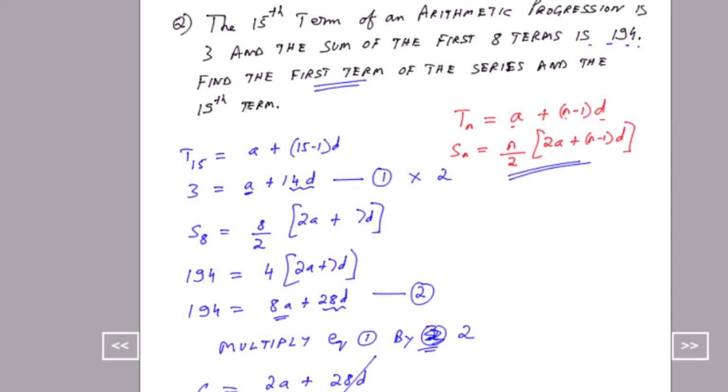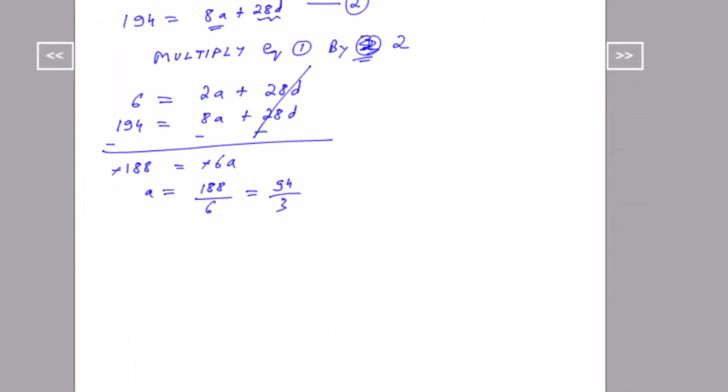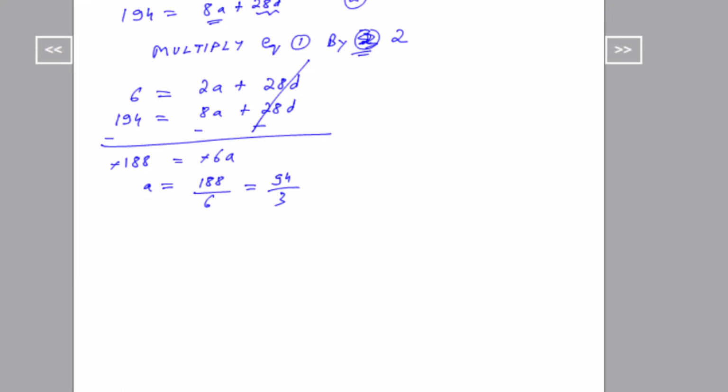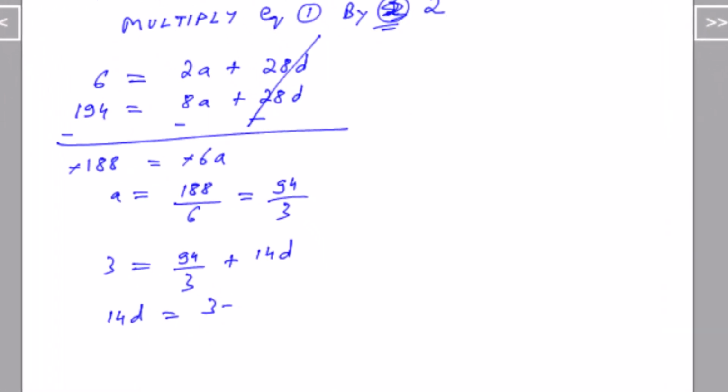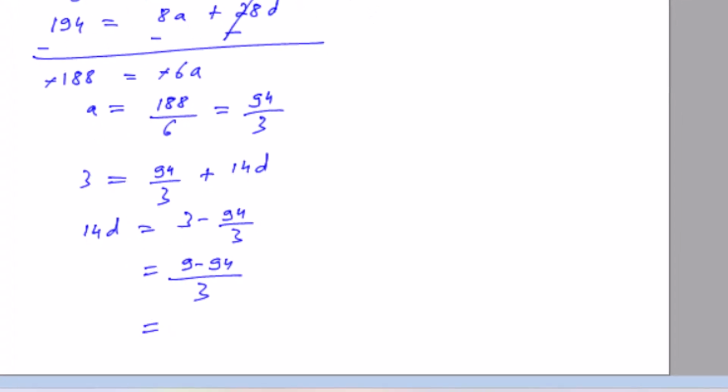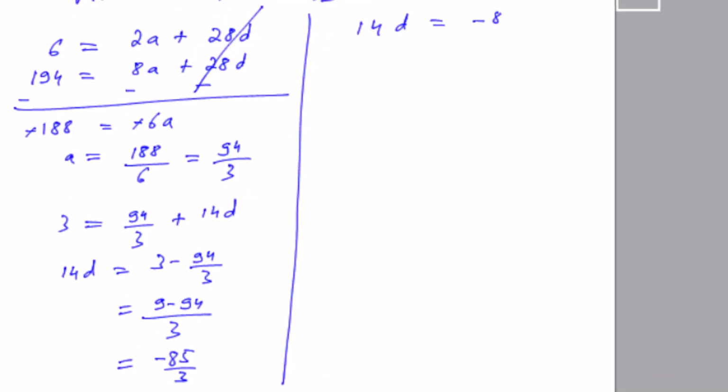Now, before we move on to the 19th term, let us try to find the common difference. We can use one of the equations. Let us use equation 1 itself. So 3 equal to a, where a is 94 divided by 3, plus 14d. So 14d equal to 3 minus 94 divided by 3, which is 9 minus 94 by 3, equal to minus 85 divided by 3. So 14d is equal to minus 85 divided by 3. Therefore, d equal to minus 85 divided by 14 into 3, which is 42.